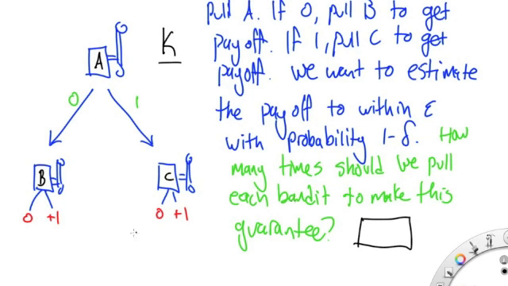To make this concrete, we're going to say that epsilon is 0.1 and delta is 0.02. So given those values, how many times do we need to pull all the arms? We're going to pull them all the same so that we can make this guarantee at the end.